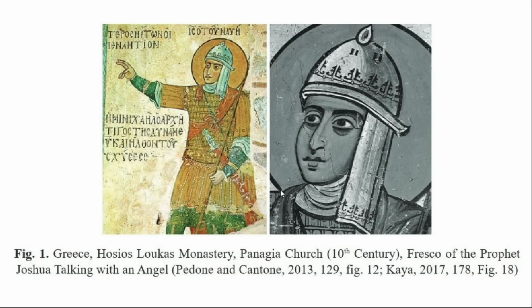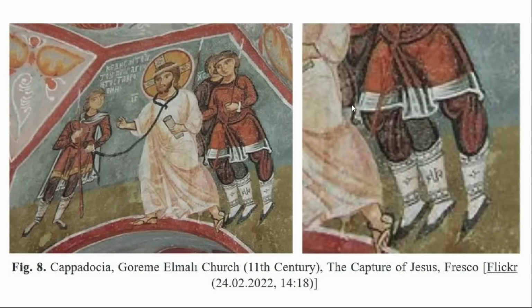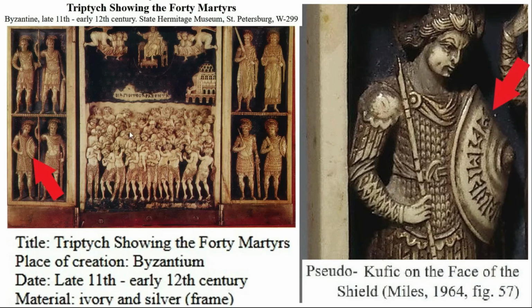But within that monastery, I believe there's a fresco of the prophet Joshua talking with an angel, and his helmet adorns more of this Pseudo-Arabic. And in Cappadocia in Turkey, more frescoes, and adorning their pant leg here is some more of that script. And I think this particular work of art is this triptych showing the 40 martyrs. It's in the Hermitage in St. Petersburg. And there's some question about the dating of this, but you can find on one of the shields on the left pane of this particular work, if we zoom in on it, more of this Pseudo-Kufic on the face of the shield.